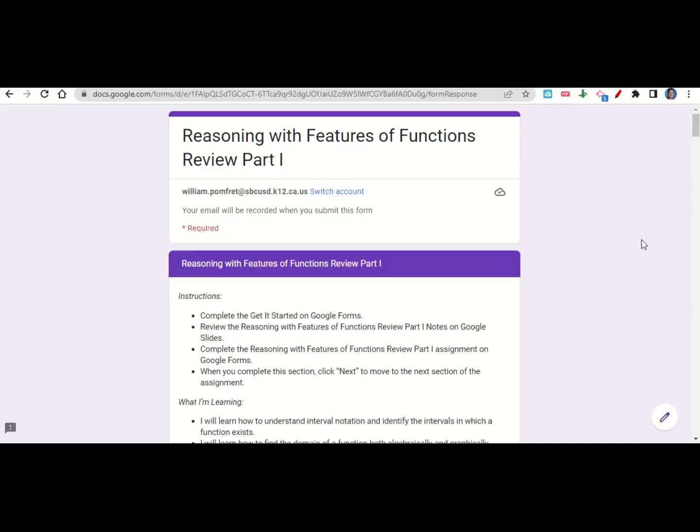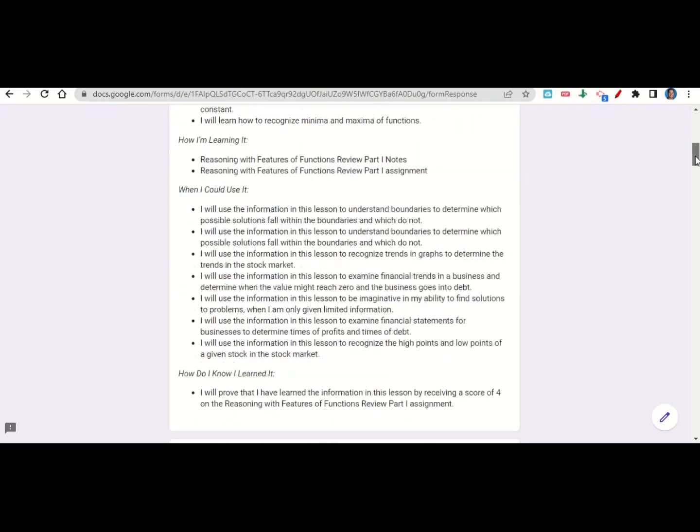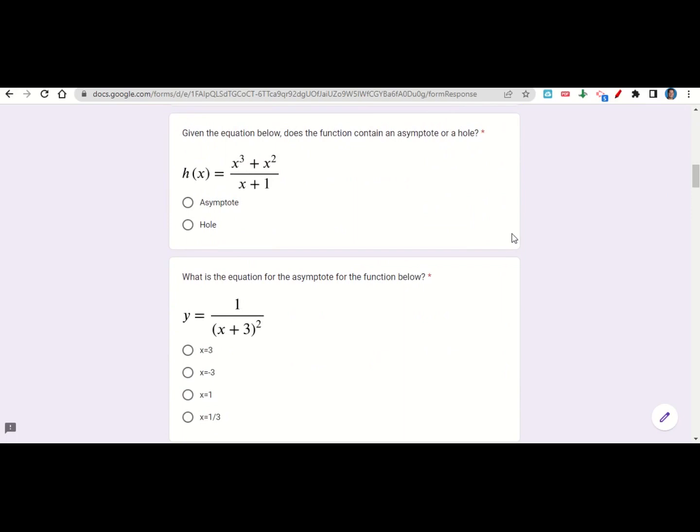Let's take a look now at the Reasoning with Features of Functions Review Part 1 assignment. The assignment begins with the learning goals and success criteria. If we scroll down, we can see the questions. The first one says, given the equation below, does the function contain an asymptote or a hole? Well, we should be able to see that we can factor an x squared out of the top. And when we do that, we get x squared times x plus 1. And x plus 1 is in both the top and bottom, so we have a hole.